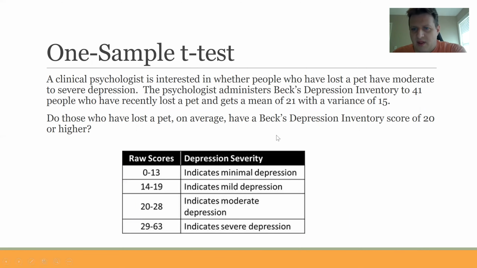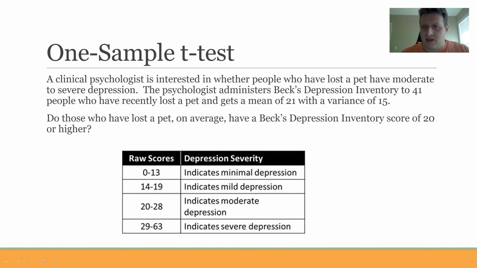Okay, let us do a couple more examples here. A clinical psychologist is interested in whether people who have lost a pet have moderate to severe depression. The psychologist administers Beck's Depression Inventory, a very famous measure of depression, to 41 people who have recently lost a pet and gets a mean of 21 with a variance of 15. Do those who have lost a pet on average have a Beck's Depression Inventory score of 20 or higher?